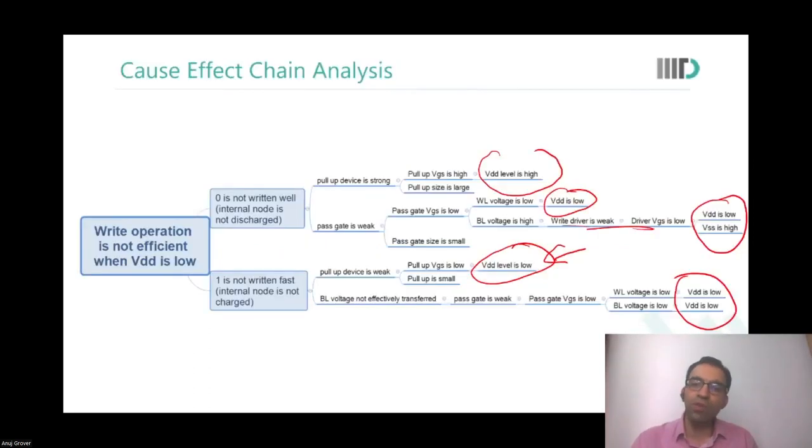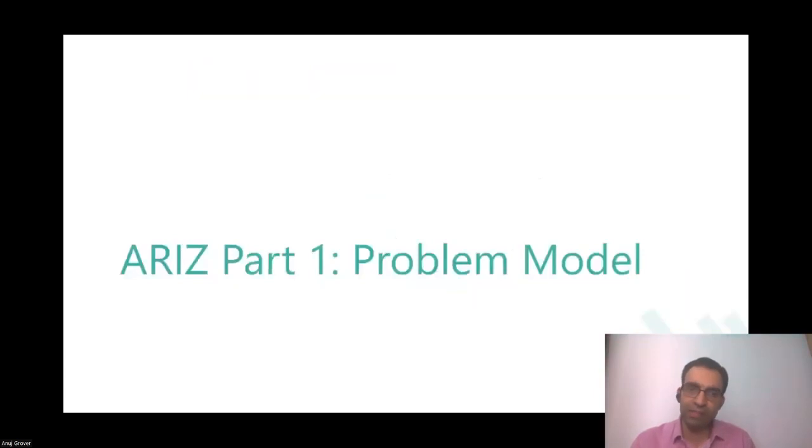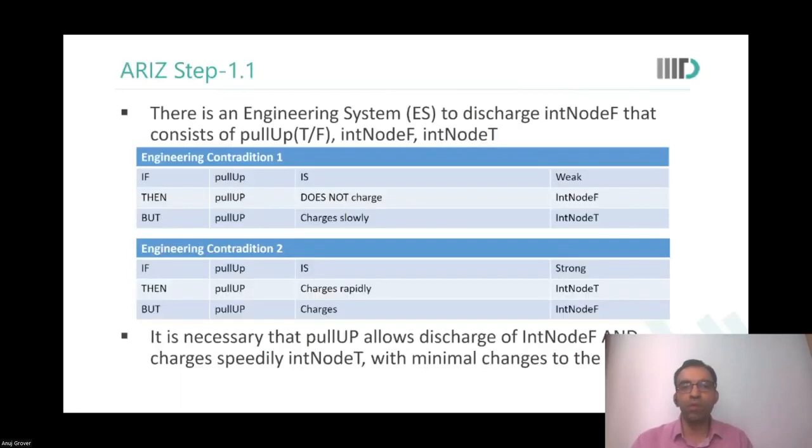So now we went into using ARIZ. We said now that we've made the function model and done the CECA, let us define the problem. What is the engineering system problem? The engineering system problem is that if pull-up is weak, then it does not charge int node F. But because it is weak, it charges int node T very slowly. So it does not charge is the right thing, but it charges it very slowly.